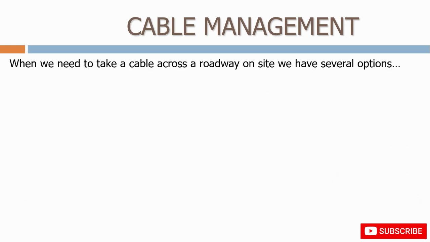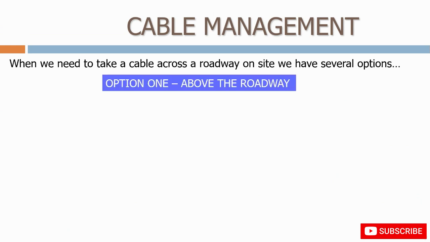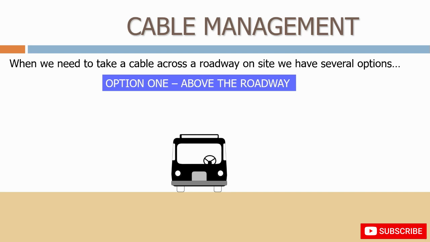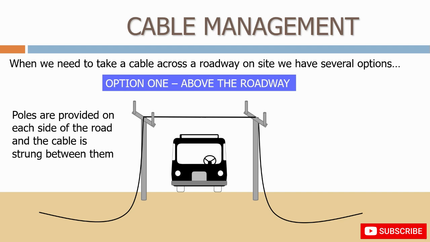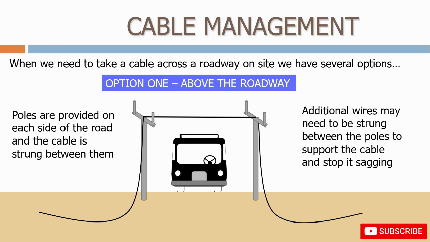When we need to take a cable across a roadway on site, we have several options. Option 1 is to take the cable above the roadway. Here's an example of what we require. Poles are provided on each side of the road and the cable is strung between them. Additional wires may need to be strung between the poles to support the cable and stop it sagging.